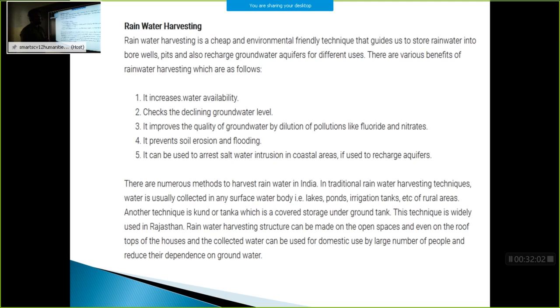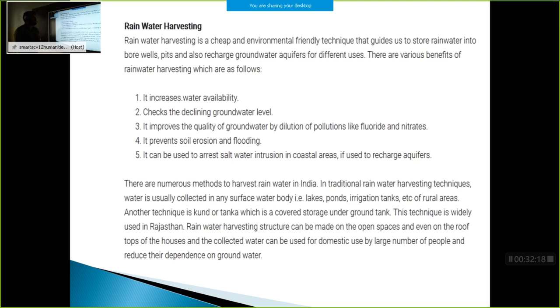In the same way, it prevents soil erosion and flooding. It means the water which would have flowed over the ground is tapped, covered with pipes, and percolated into our recharge wells or tanks.